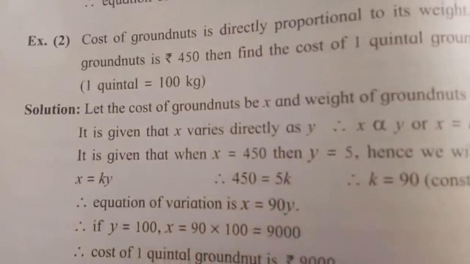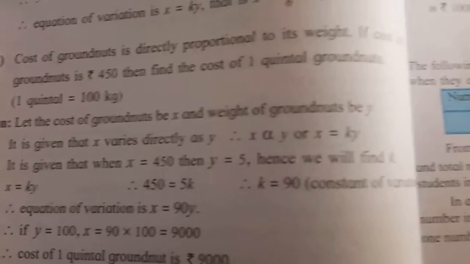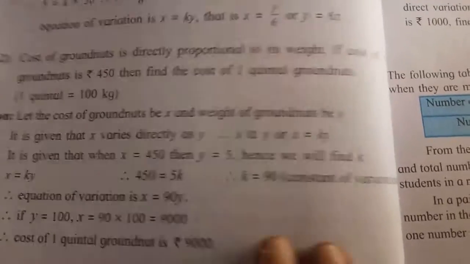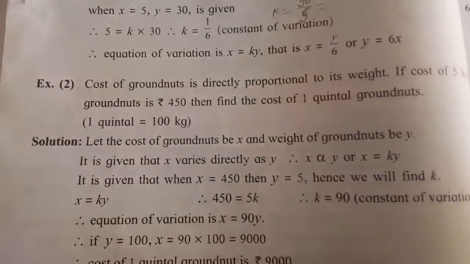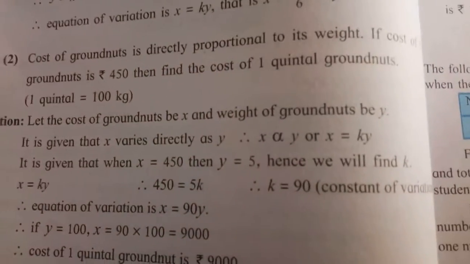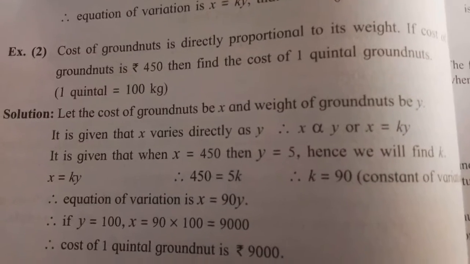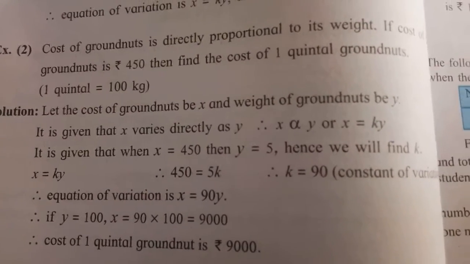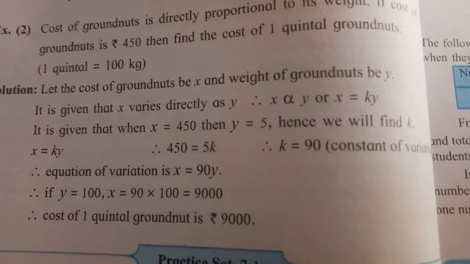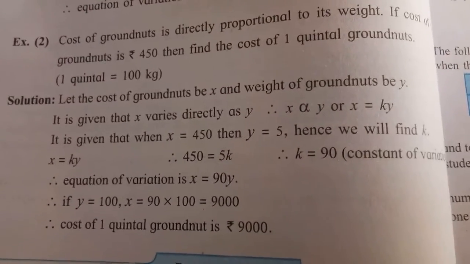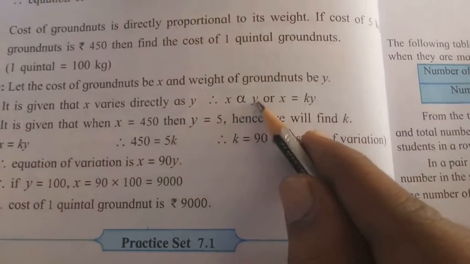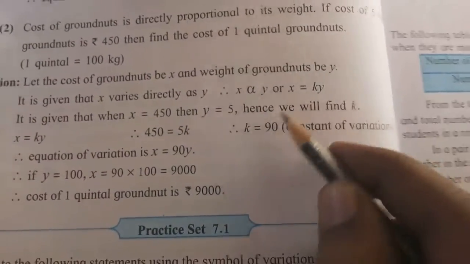The cost of groundnuts is directly proportional to its weight. If the cost of 5 kilograms of groundnuts is 450, then find the cost of 1 quintal of groundnuts. The cost of groundnuts is directly proportional to its weight. So let the cost of groundnuts be x and the weight of groundnuts be y. It is given that x varies directly as y, so x = ky.